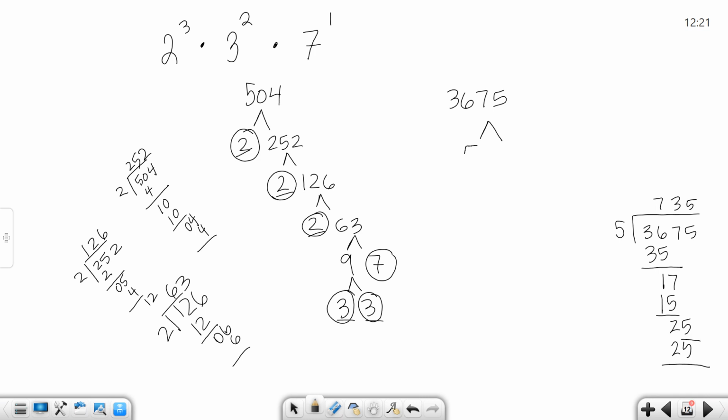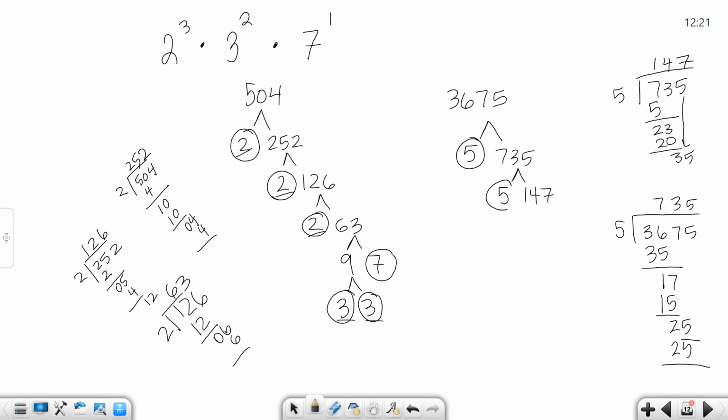Okay, so I'm going to get 5 times 735. 5 is a prime. Okay, so then I'll divide 735. I don't know what goes into that, but I do know 5 does. So I'm going to get 5 times 147. Okay, so then I've got 147 in play.